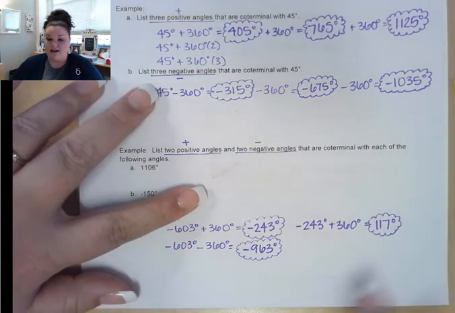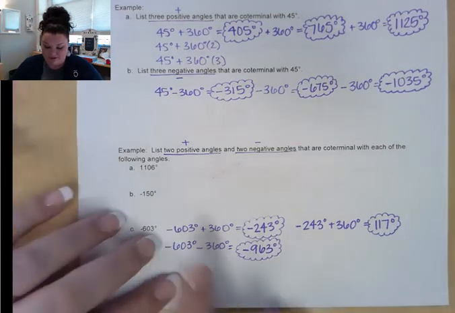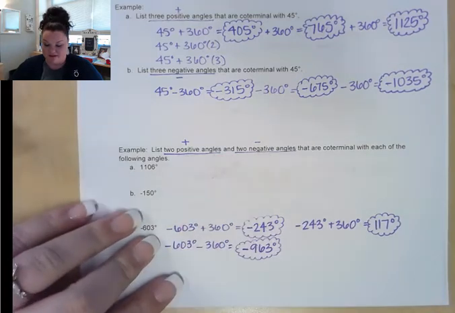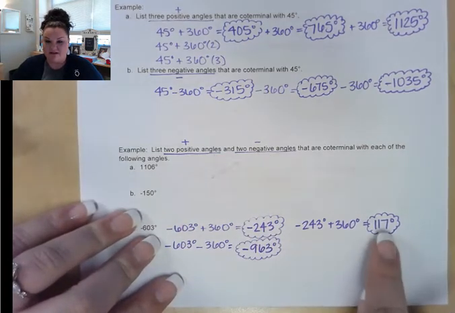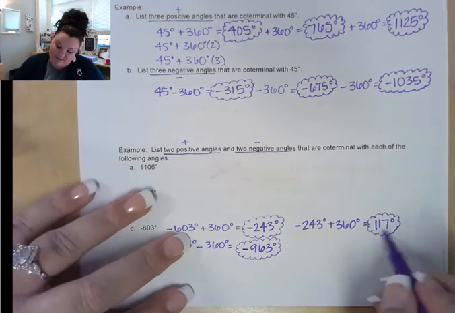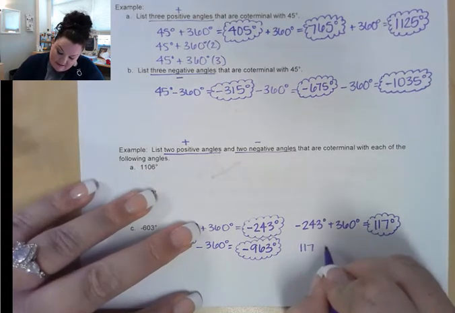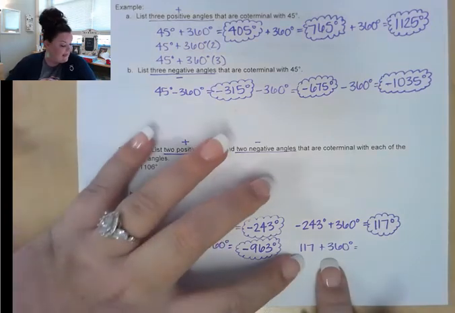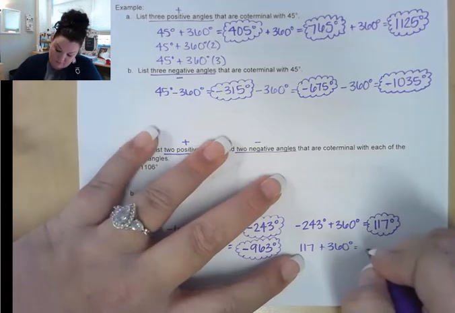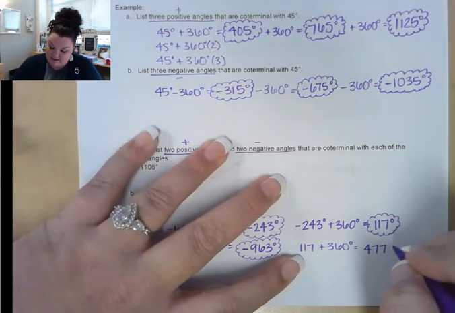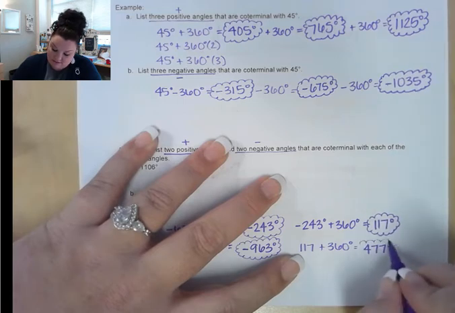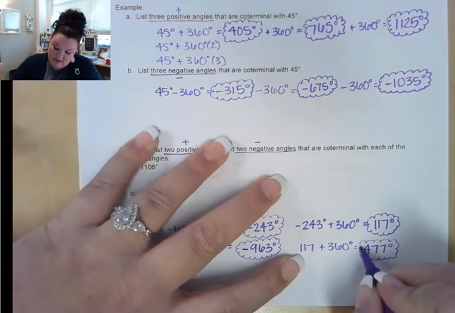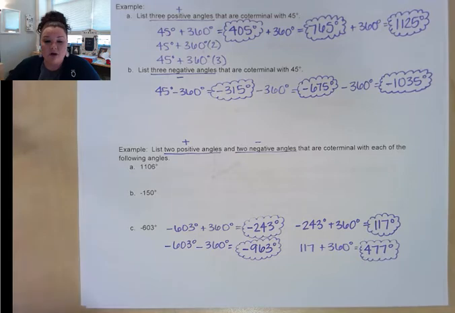Okay. And then I need one more positive one, right? Because we wanted 2 positives and 2 negatives. I have my 2 negatives. Now I need to come up with another positive one. So I'm going to take this 117 and I'm going to add 360 to it. So when I add those together, that's going to give me 477 degrees. Okay. All right, so I did part C.